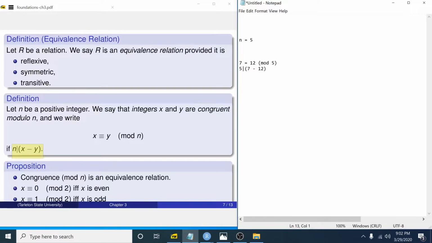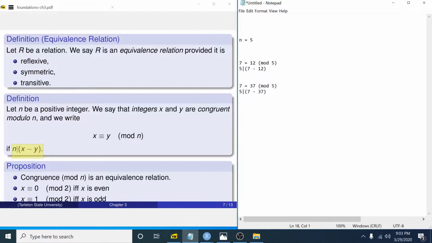What else can we say? Well, I claim 7 is also congruent to 37 mod 5. Okay, let's check to see if that's true. Is it true that 5 divides 7 minus 37? And the answer is, yeah, that's true, because 7 minus 37 is negative 30, and 5 does divide evenly into negative 30. So that is also the case.